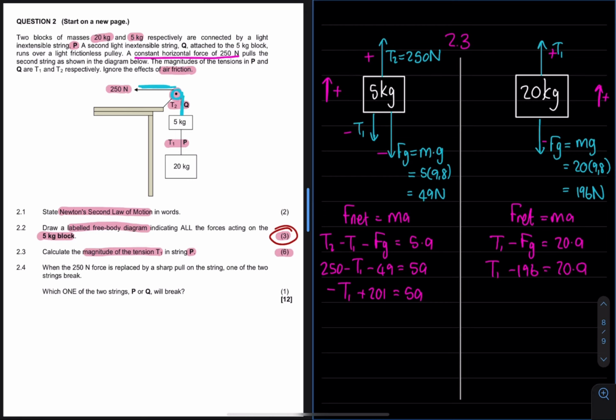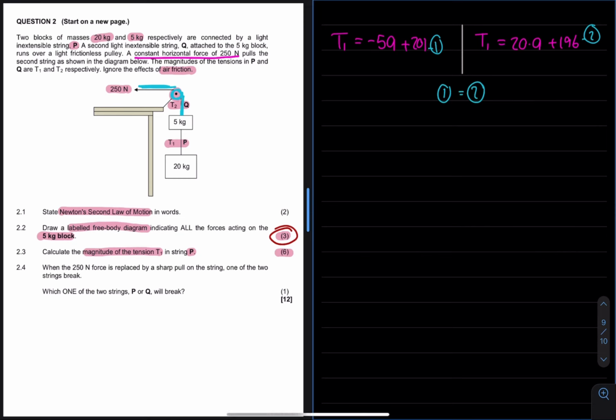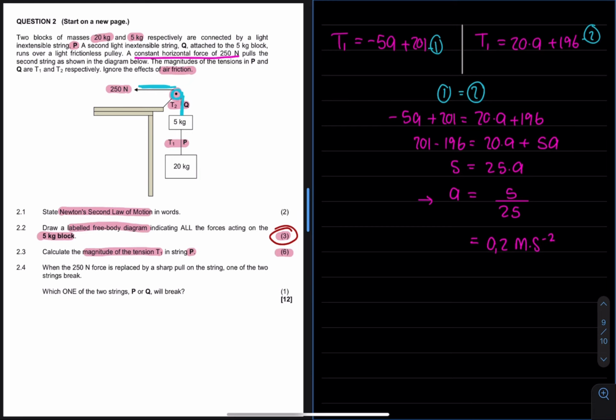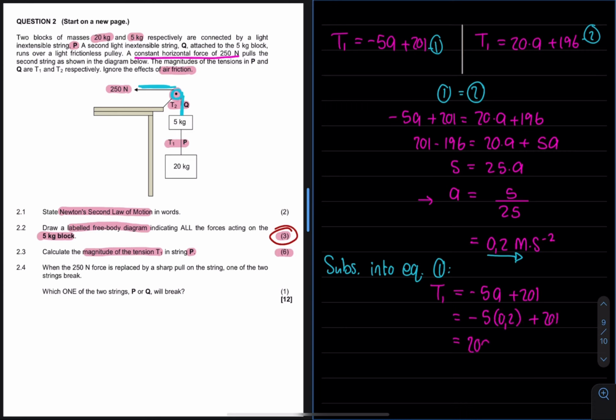Since we have two unknowns in both equations, we can rewrite these equations in terms of T1. I can call these equation 1 and equation 2. We can then first solve acceleration by setting equation 1 equal to equation 2. Now that we have obtained acceleration, we can solve T1 by substituting the acceleration into equation 1 or equation 2, which gives us a value of 200 Newton for T1.